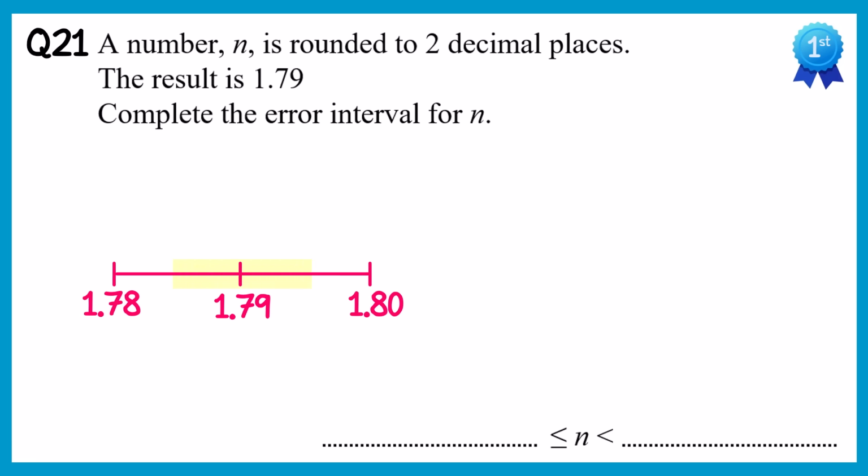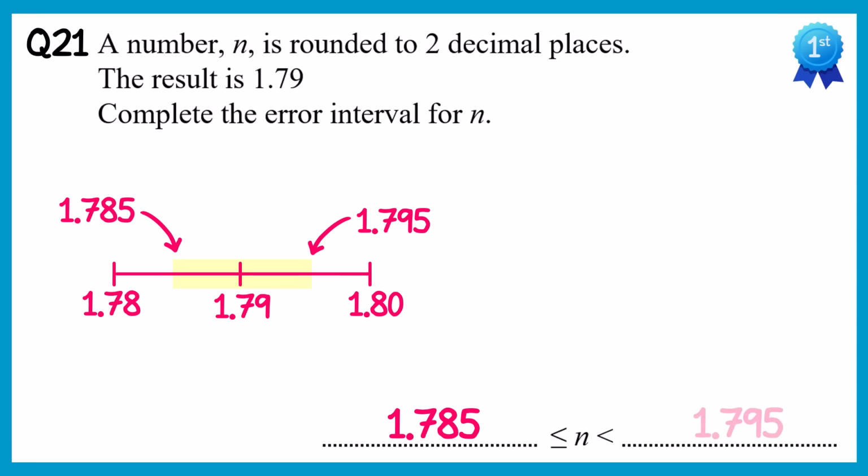So we want to find the number that's halfway in between 1.78 and 1.79, and that's 1.785. And also the number in between 1.79 and 1.8, and that's 1.795. These two numbers form your error interval, so it's 1.785 for the lower one and 1.795 for the upper one.